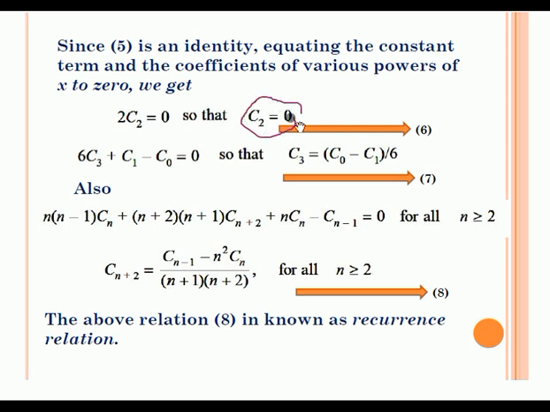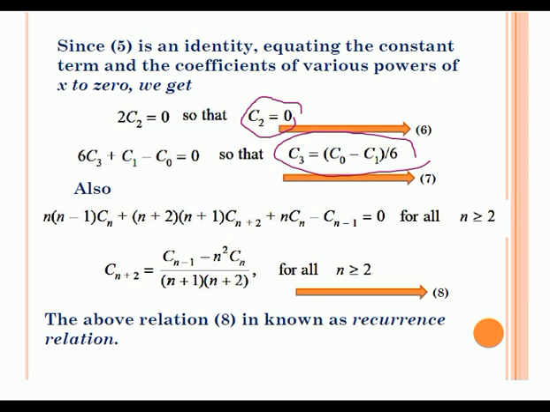I got c2. Now next, 6c3 plus c1 minus c0 is equal to 0. Since c2 is already 0, from here c3 will become, keeping c3 here and bringing the rest to that side, c0 minus c1 by 6. C3 also I got. Then c4, then c5, then c6.